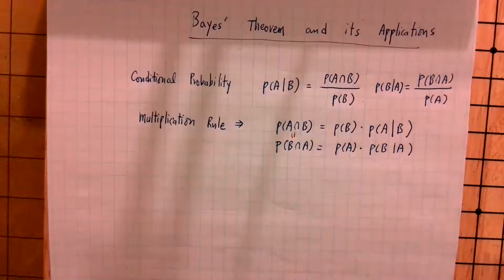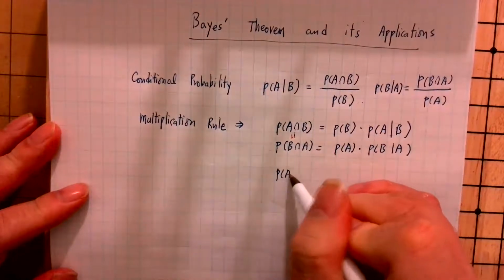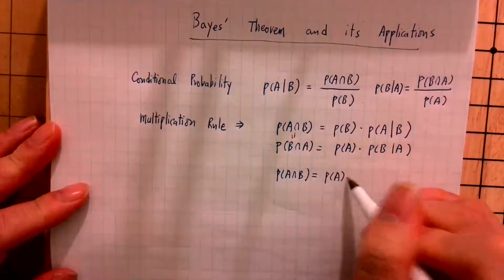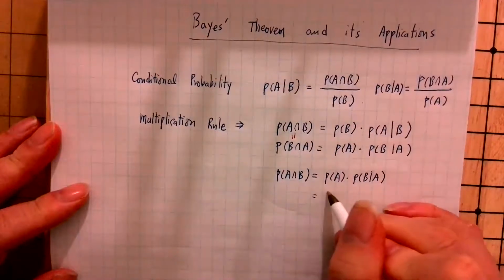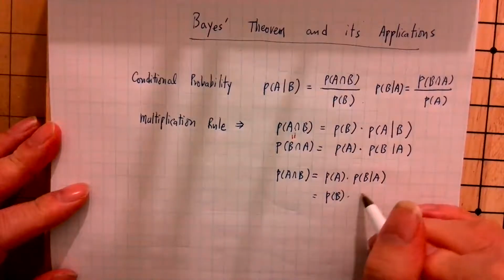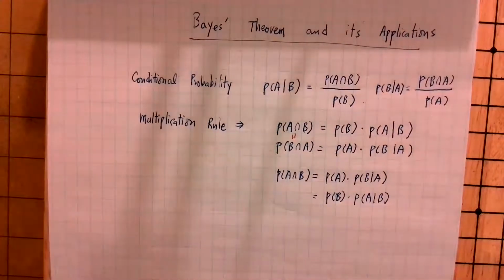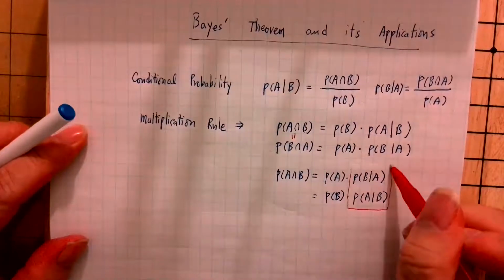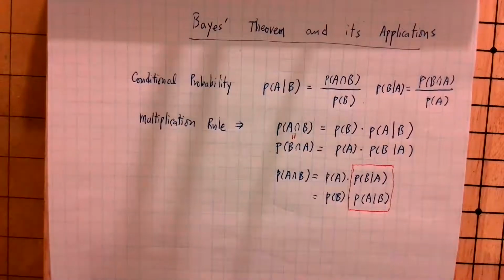Since they are the same, this becomes a bridge: P(A and B) is equal to P(A) times P(B given A), and this is also equal to P(B) times P(A given B). Among these two conditional probabilities, usually one is harder than the other.